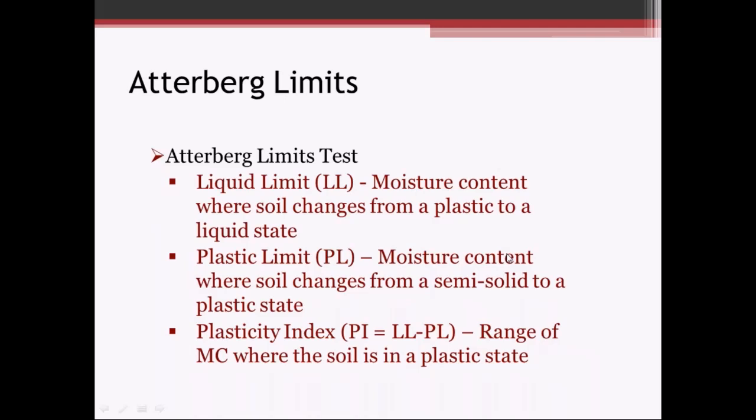The next test, the Atterberg limits, determines the liquid limit, plastic limit, and plasticity index for a soil. The liquid limit is defined as the moisture content where the soil changes from a plastic to a liquid state. The plastic limit is defined as the moisture content where the soil changes from a semi-solid to a plastic state. And the plasticity index is the range of moisture content where the soil is considered in its plastic state.